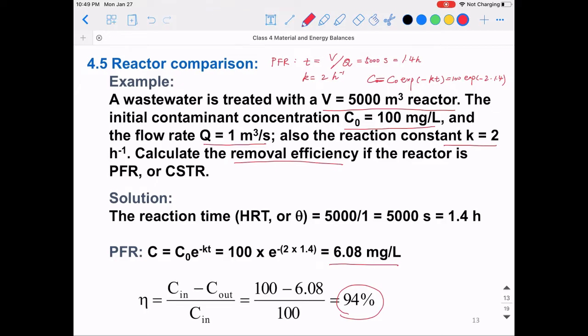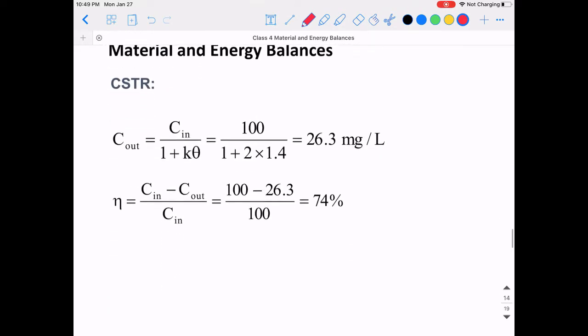Similarly, we can calculate the final concentration of a CSTR or CMFR. If you think back on the equation, we use C out equal to C in divided by 1 plus K theta. C in is 100, and here we have 2 multiplied by 1.4.